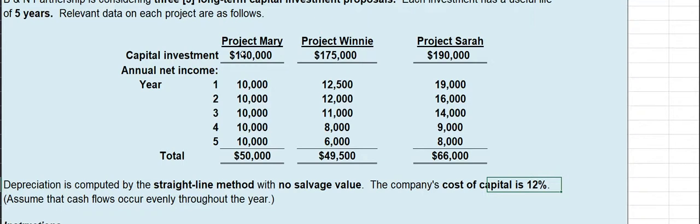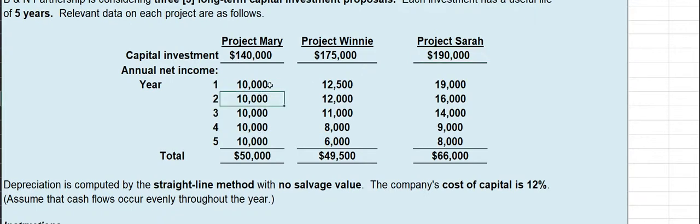We are told what the initial investment is for each project. Project Mary, $140,000 is the initial investment. Project Winnie, $175,000, and Project Sarah, $190,000. We're also given the annual net income for each project.